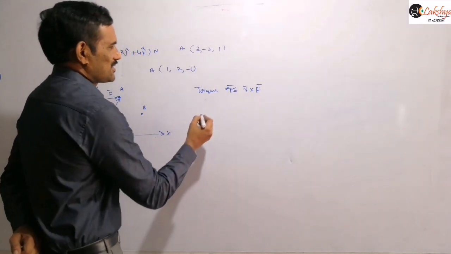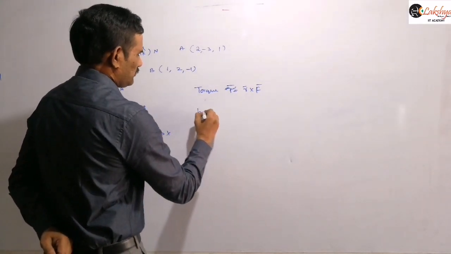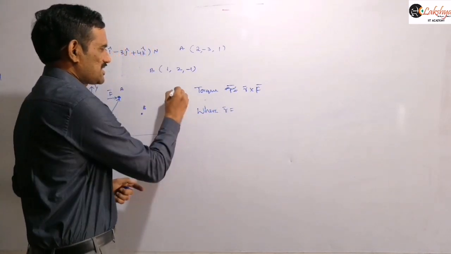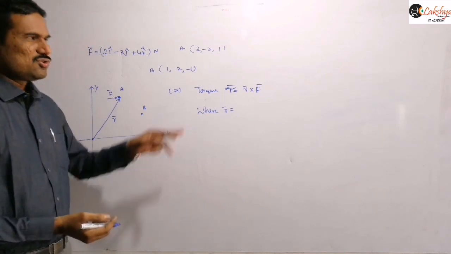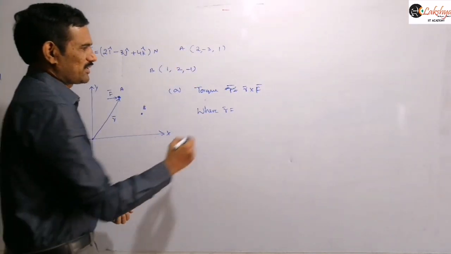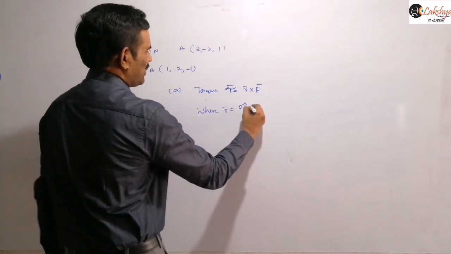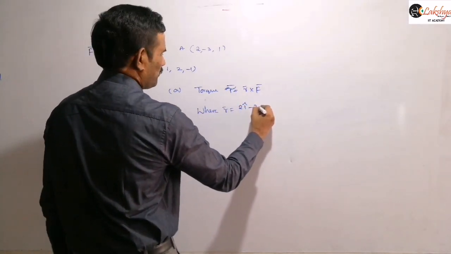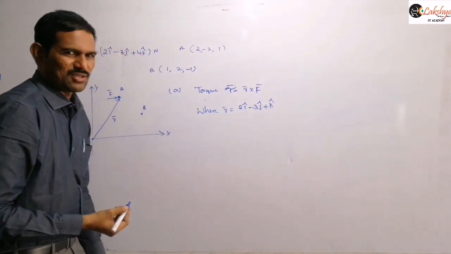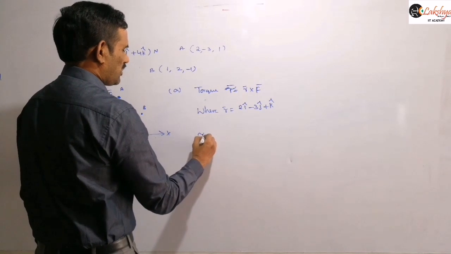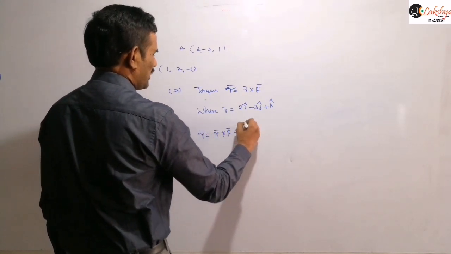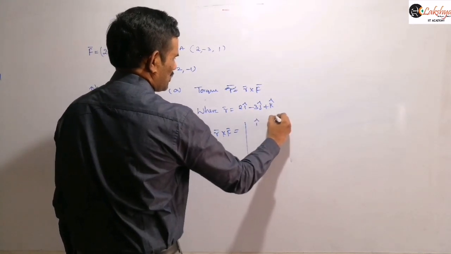Now here you can substitute these vectors. For the first case, you need to take this as R bar. If the point is known, then we know how to write this R bar vector. You can write this as 2i cap minus 3j cap plus k cap. So this is our R bar. F bar is already given here. Therefore tau bar is equal to R bar cross F bar, which we can write just as the determinant here.